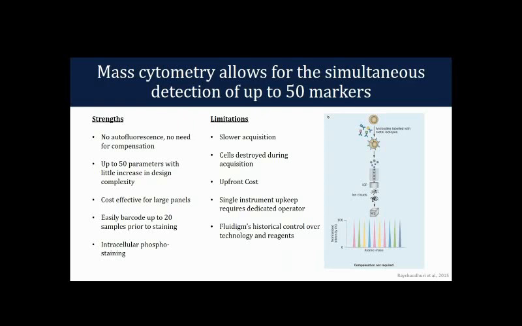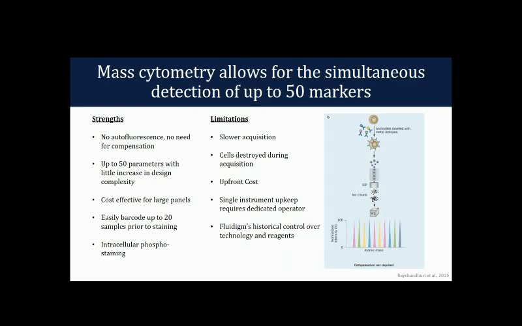Of course, this isn't all fine and dandy. We do have some limitations that come with the technology, specifically the slower acquisition rate. We're limited right now to about 500 cells per second. I would argue this is still pretty good when you're analyzing 50 parameters at a time, but it is about 10-fold slower than your typical sorting or flow experiment. We also do lose cells during the acquisition. As I'll point out in a moment, the cells are actually atomized in order to gain the information downstream using the mass spec, so there's no coming back from this in the end.